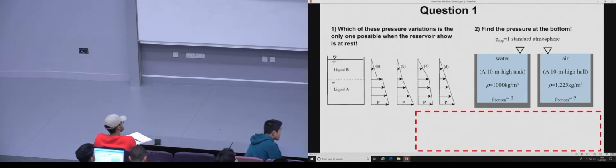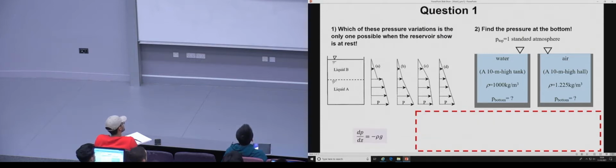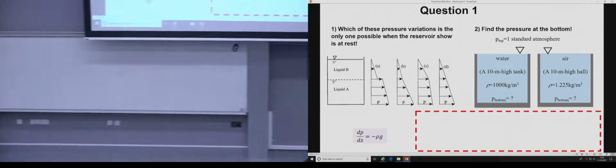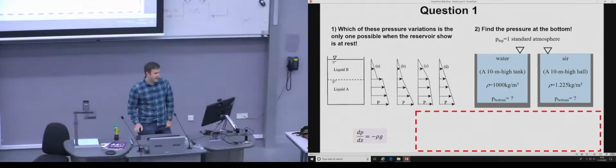Yep, true. So the observation the gentleman made was that if they are at rest, then in this arrangement they are stratified. And if they're stratified, then there must be a difference in density. In fact, we know that the density of liquid B compared to the density of liquid A is less. The lighter liquid is on top, and the heavier liquid is underneath. If we know that, and we remember this formula that we introduced last week, then there is only one possible scenario which fits that description.